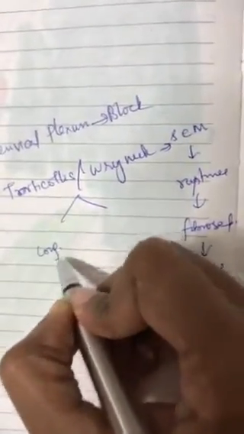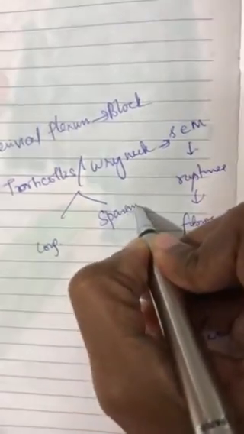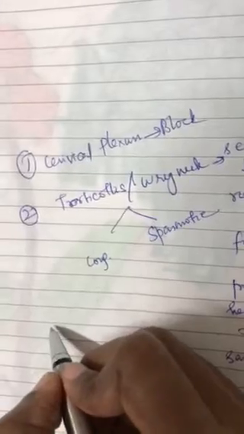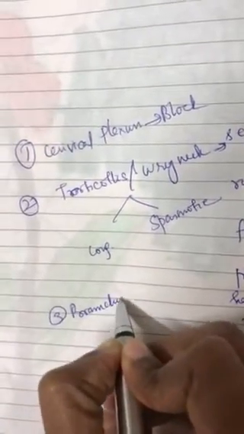Here you will have two varieties. One is congenital, due to birth injury, and another is spasmodic, due to injury of the nerves. And then number 3 is branchial fistula.